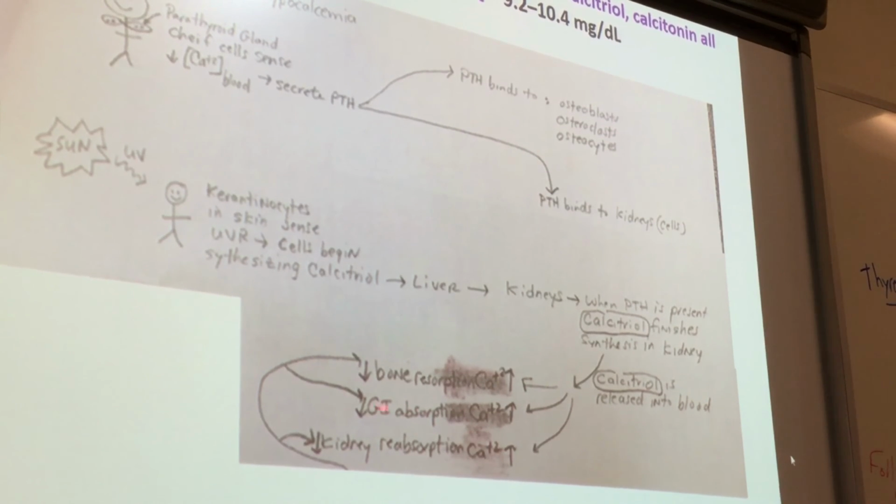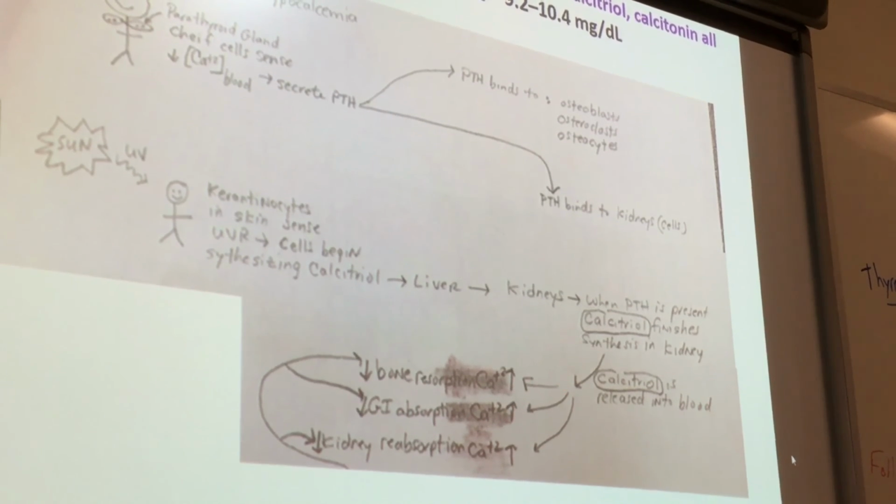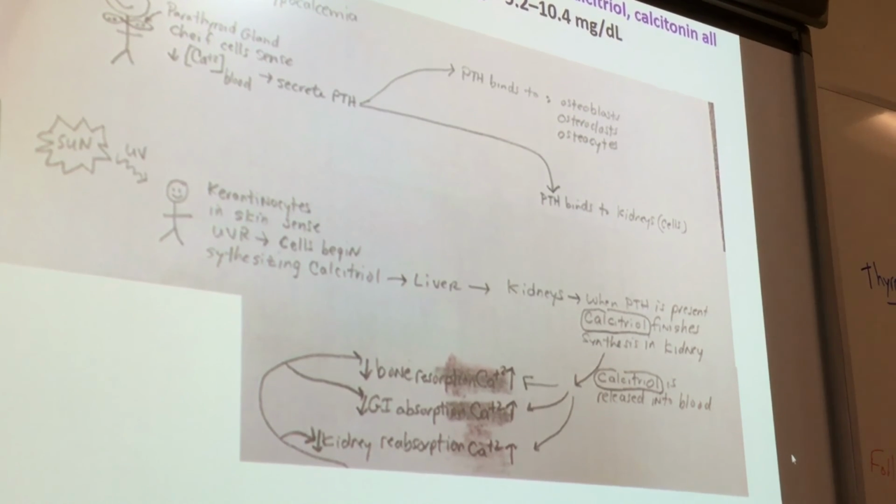And then calcitriol will increase GI tract absorption of calcium. So anything you eat with calcium, calcitriol is going to say, hey, hold on to that calcium. Put it in the blood. Because remember, what was the original stimulus? Low blood calcium, aka hypocalcemia.